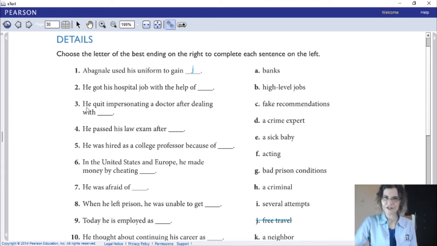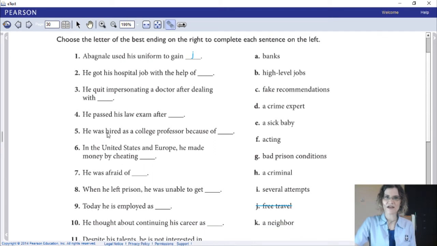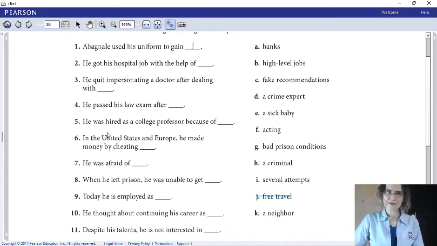So pause your video and go over your text, scan it, and choose the letter of the best ending on the right, A to K, to complete each sentence, which is on the left. And the first one is done for you. Number 1, Abagnale used his uniform to gain free travel. Pause your video. Go ahead.